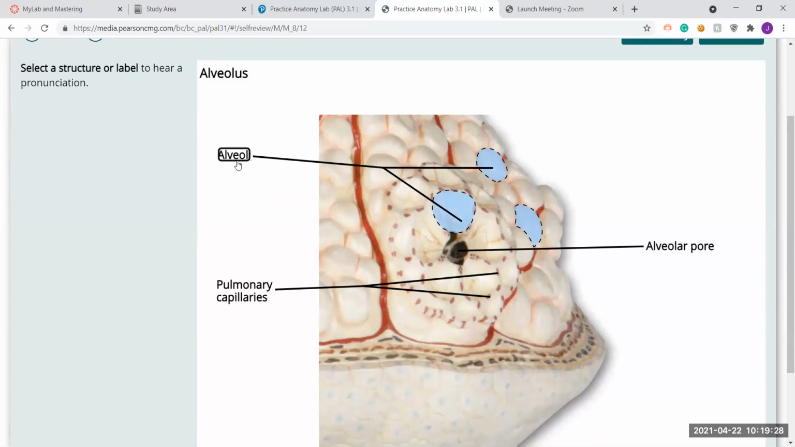So you see alveoli, pulmonary capillaries, and alveolar pores. Alveolar pores are connections between alveoli. Each alveolus is connected to the others. That's why sometimes if one alveolus collapses, others will still function. And this is the outer wall of the alveolus.